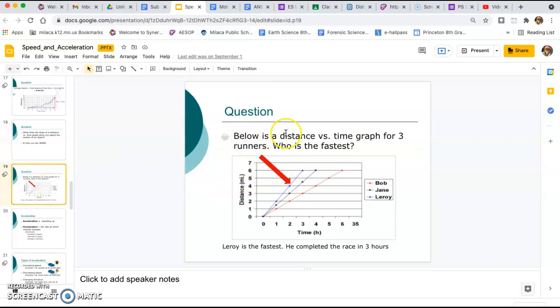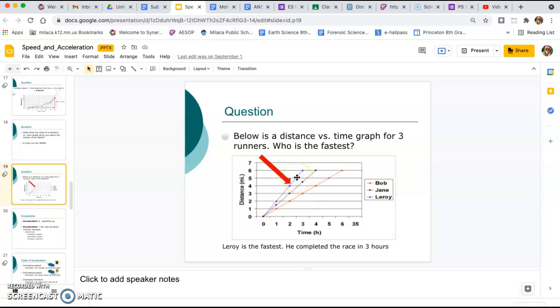Lastly, here I have an example of 3 different runners, and I want to know who's the fastest runner. Well, it stands to reason that the person or the runner with the steepest slope is going to be the fastest because they are going to have the highest rise over run ratio. Okay, so if I see a steep slope, that is going to be moving faster than a lower slope because the ratio is going to be higher.